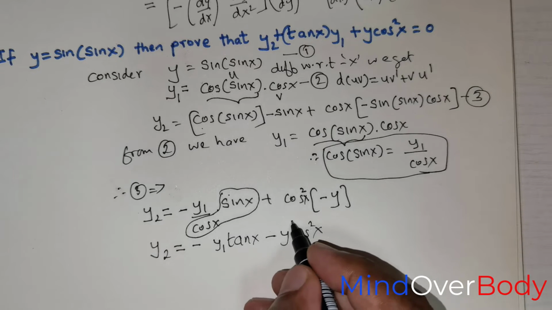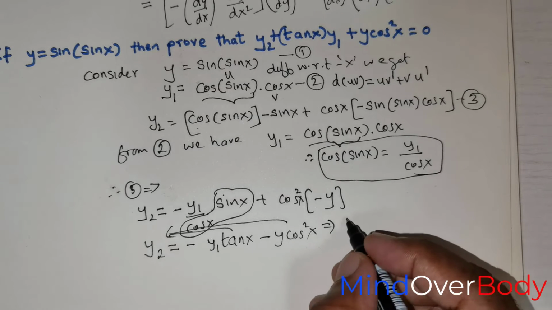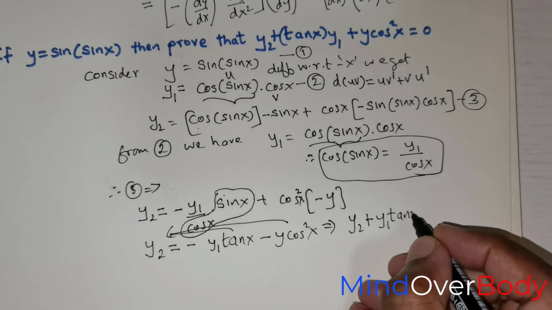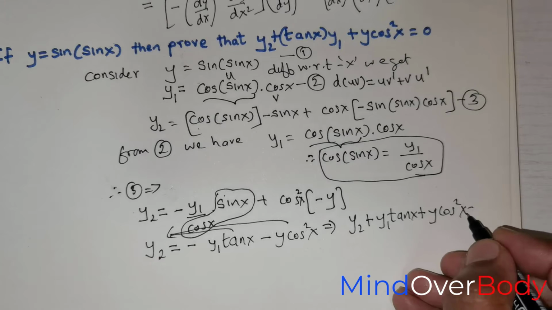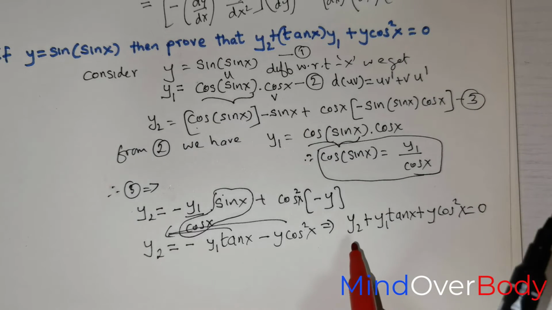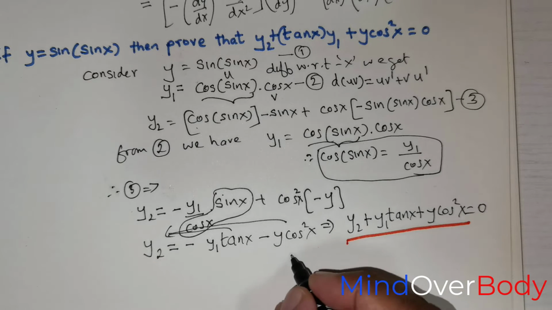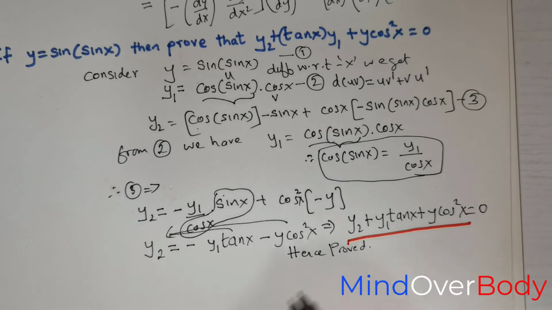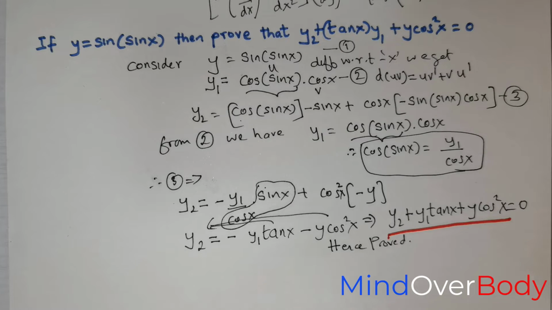So this is what I've got. Now if I were to move everything to the left hand side, this would mean I would now have y2 plus y1 tan x plus y times cos squared x is equal to 0. So what is this? This is exactly what we wanted, right? See that? Same thing. So you can simply say hence proved. So this is a nice question, students. We can move on to the next one.